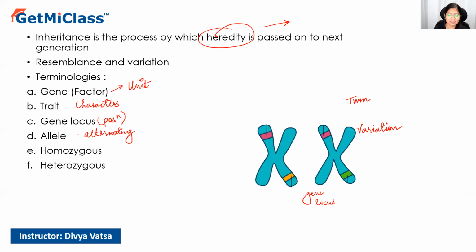Homozygous and heterozygous. Homozygous means that if that person contains the genes, both the alleles are alike. Both the alleles are alike. That would be called homozygous. So in this case, you can see the pink and the pink. Both the alleles are alike, so that is homozygous. So this particular chromosome is homozygous for that particular allele. Whereas here you can see the yellow and the green one. This means that they are heterozygous for that particular allele. So both the alleles are different. Here you can see the yellow and the green.